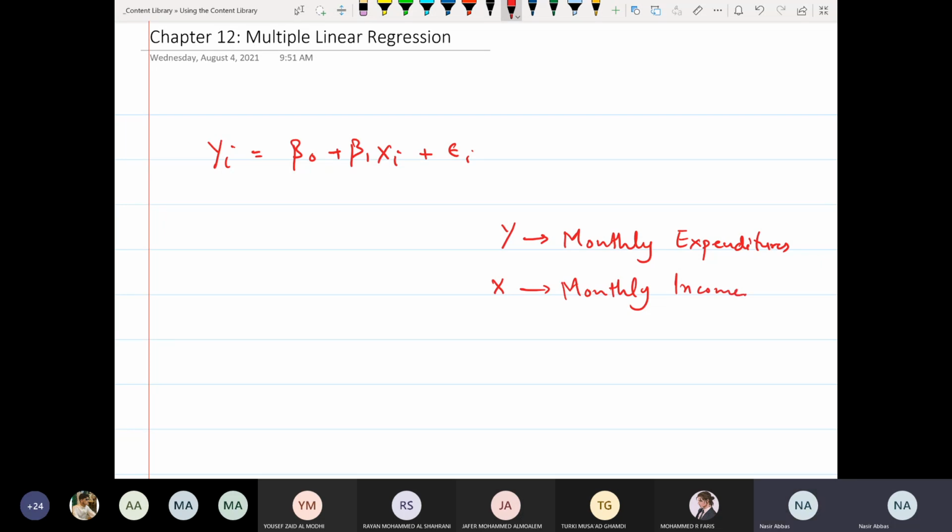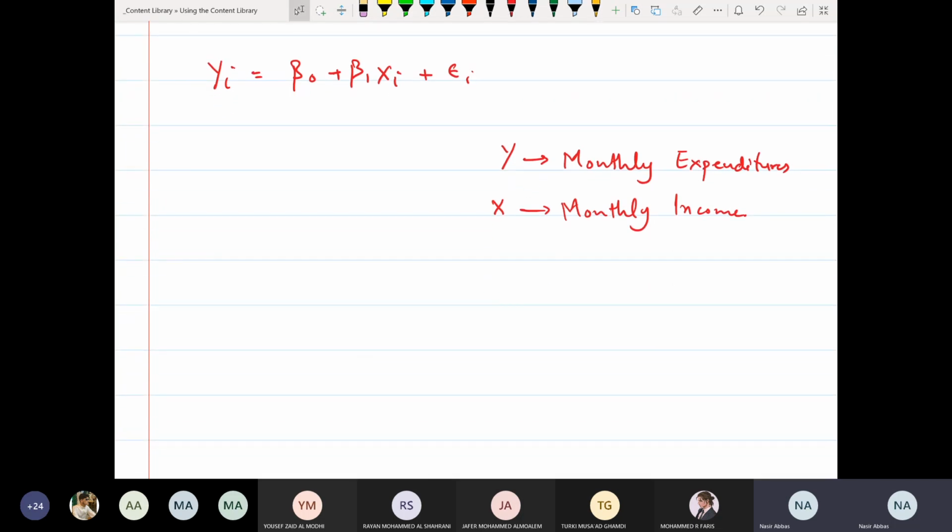But the point is that monthly income is not the only thing that is affecting your monthly expenditure. Maybe the family size is also one of the important factors that define your monthly expenditure. Maybe other variables are also affecting it. There are many known and many unknown variables that are affecting your monthly expenditures. So to accommodate more variables on the right side of the equation, when you are predicting a response variable y, we write down a multiple linear regression model.